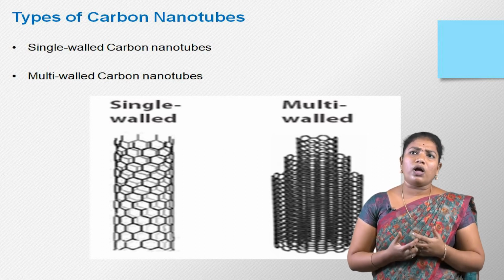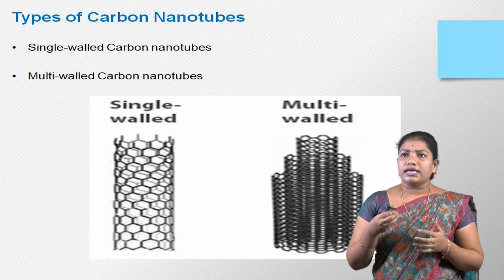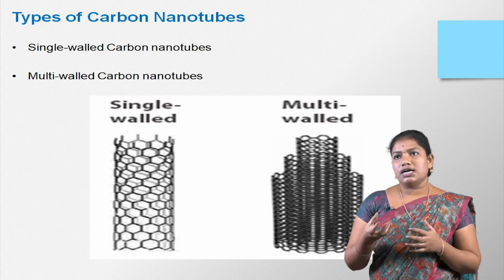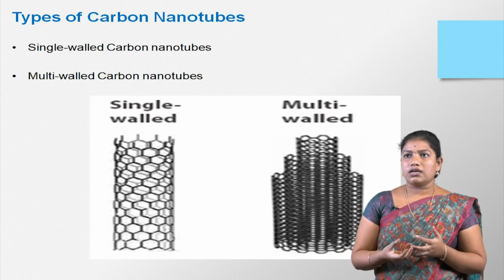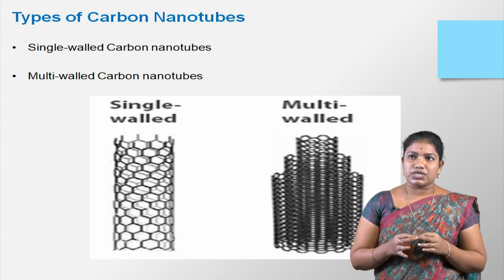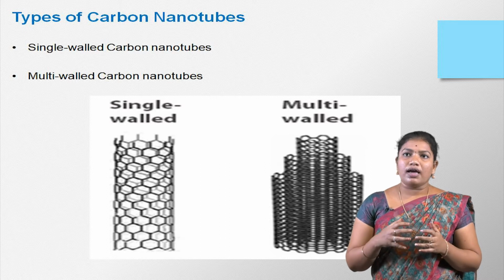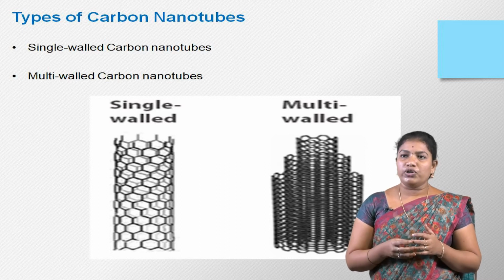The single-walled carbon nanotube is represented as SWCNT. They exist as 1D structures. Some examples of single-walled CNTs are armchair and zigzag single-walled carbon nanotubes.